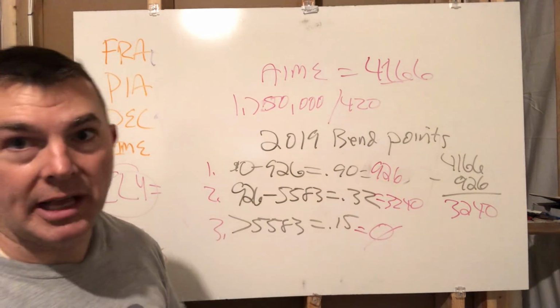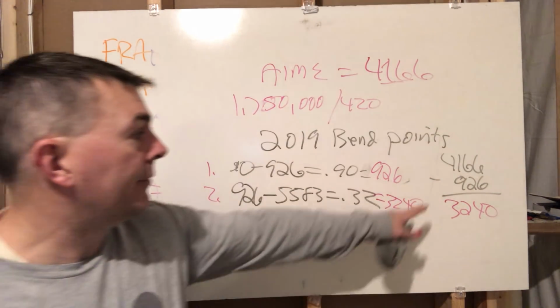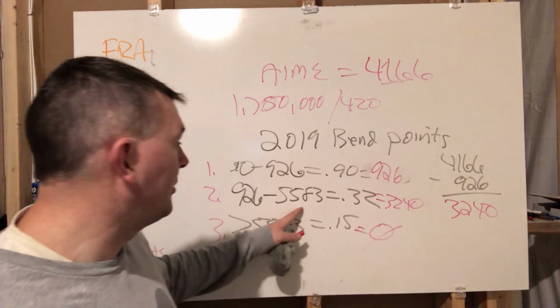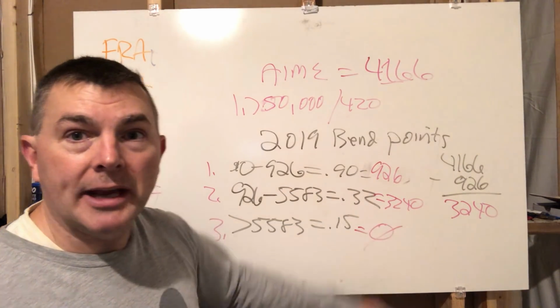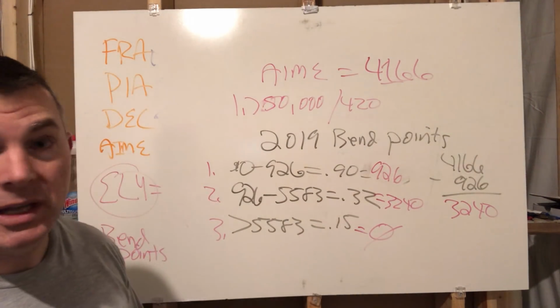And so again, I've got to stress this enough. 4,166 is our AIME. The first 926 is in the first bend point. The next amount up to 5583 is in the second bend point. And if we had anything above 5583, it'd be in the third bend point. But in this case, we don't.